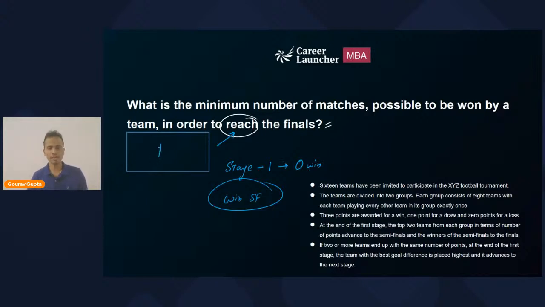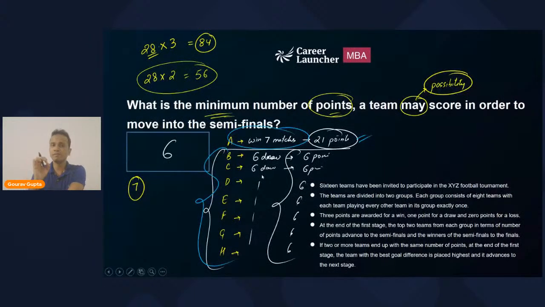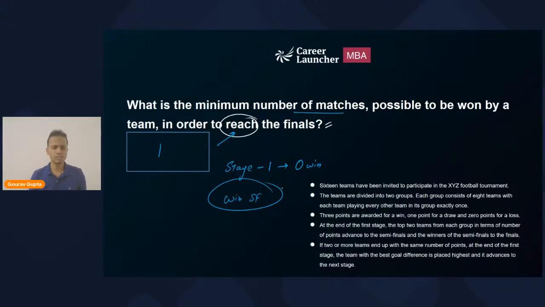So to reach the finals, the minimum possible number of matches that a team needs to win is equal to 1. So 0 wins, Harsh, 0 wins, minimum possible number of matches. Harsh, if you were present when I was explaining the previous one, can we say that even without winning any match, a team may qualify for the semi-finals, right? If I draw all the 6 matches, for teams B, C, D, E, F, G, H, they will lose to A and draw all the other matches. So that means 0 wins. With 0 wins, you can reach the semi-finals. Now you just need to win the semi-final to reach the finals. So the answer for this question will be equal to 1.